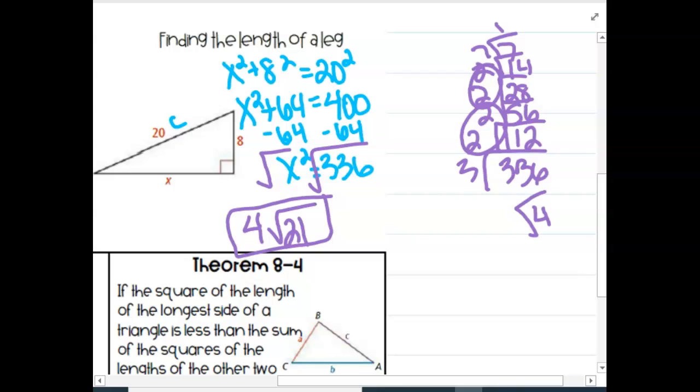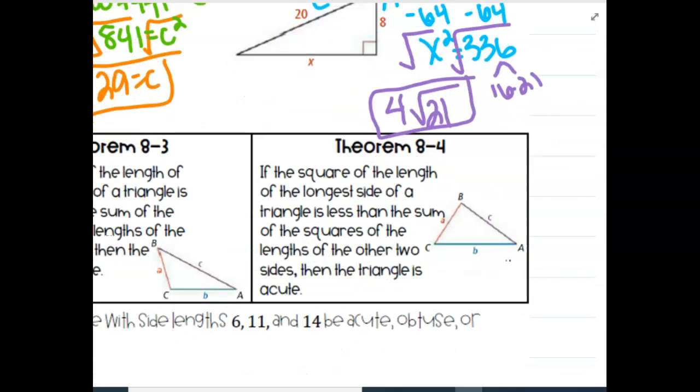If you're looking for perfect square factors, you're dividing by 4, divide by 9, until you find what it would be, 16. It would be 16 times 21 is what you would end up with. Take the square root of each one of those and you would get the same answer. Okay? And I think the problems today are a little bit easier radicals to simplify.